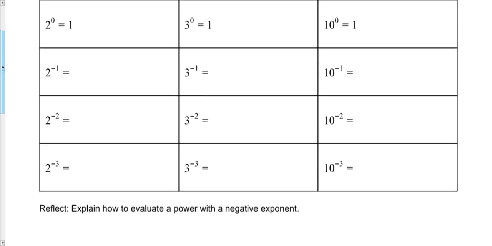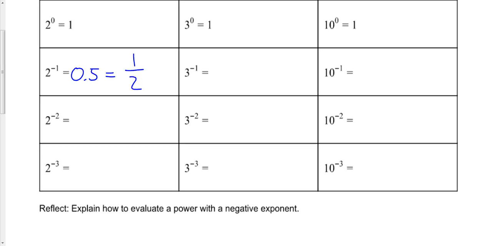So we know that 2 to the 0 is equal to 1. In fact, any number to the exponent 0 is equal to 1. But what happens if you do 2 to the negative 1? Well, on my calculator, if I do 2 to the negative 1, I get 0.5. But again, I don't want my final answer to be a decimal. I want it as a fraction. So 0.5 as a fraction is actually 1/2.